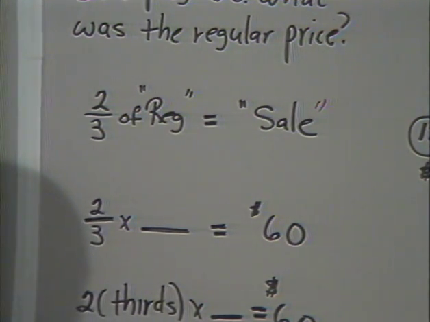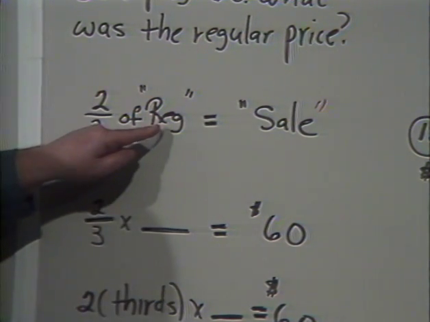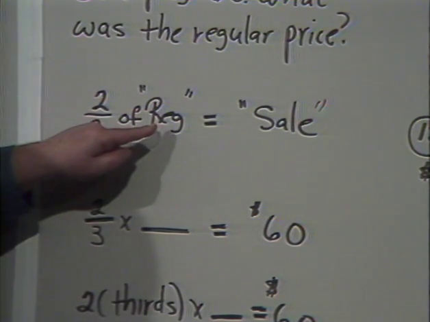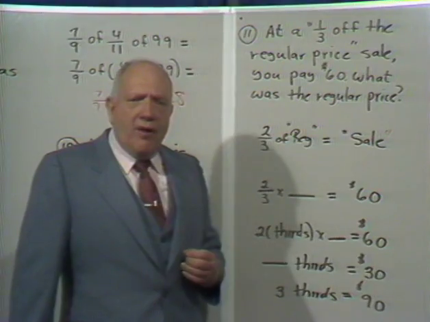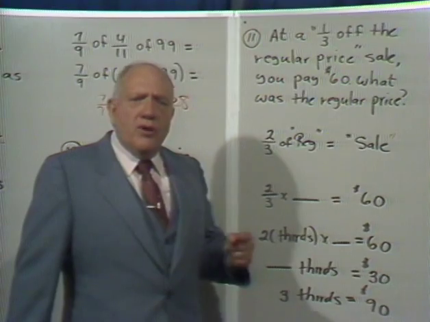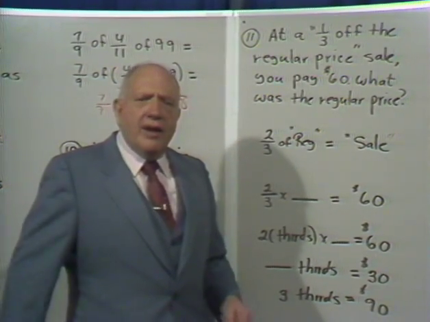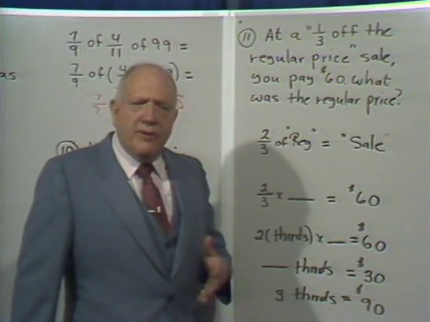Now watch what happens over here. The trick here is reading comprehension. Where does the $60 go? Was the $60 the regular price or the sale price? The problem says at 1/3 off the regular price, you paid $60. That was the sale price. See, it doesn't say the regular price is $60 and you're going to get 1/3 off. See, the answer to that would be $40.